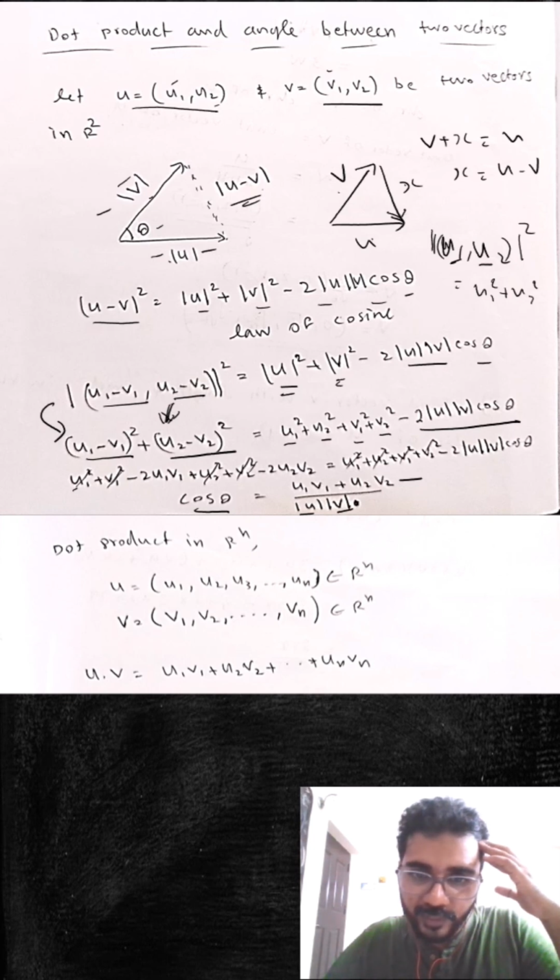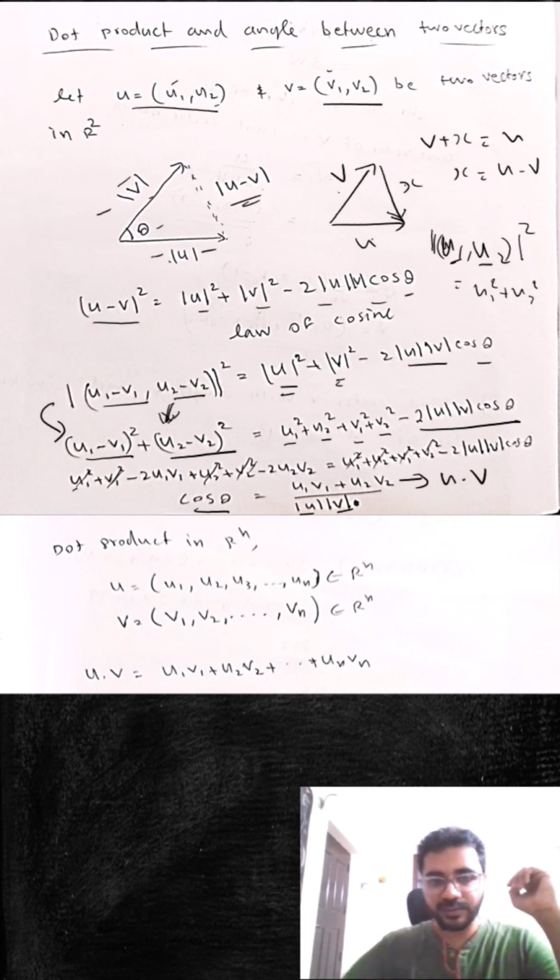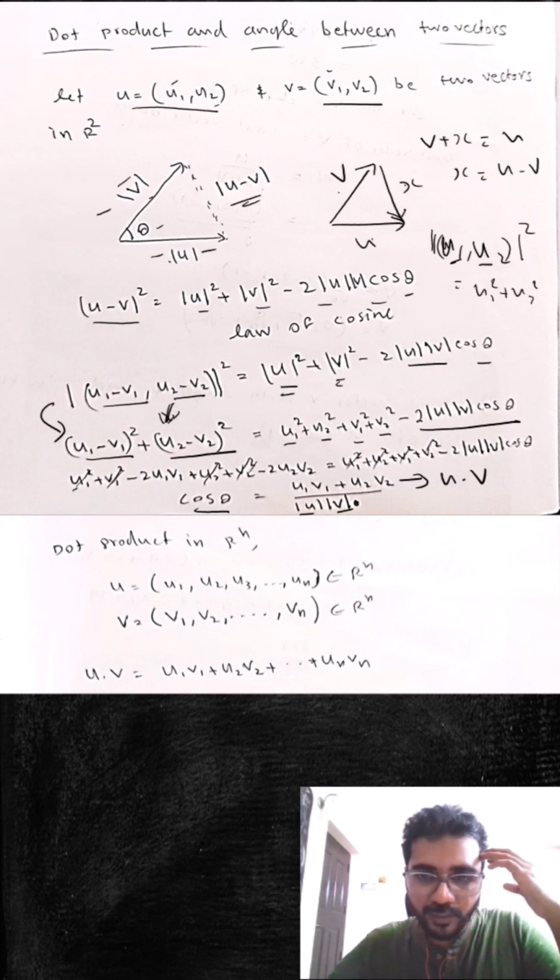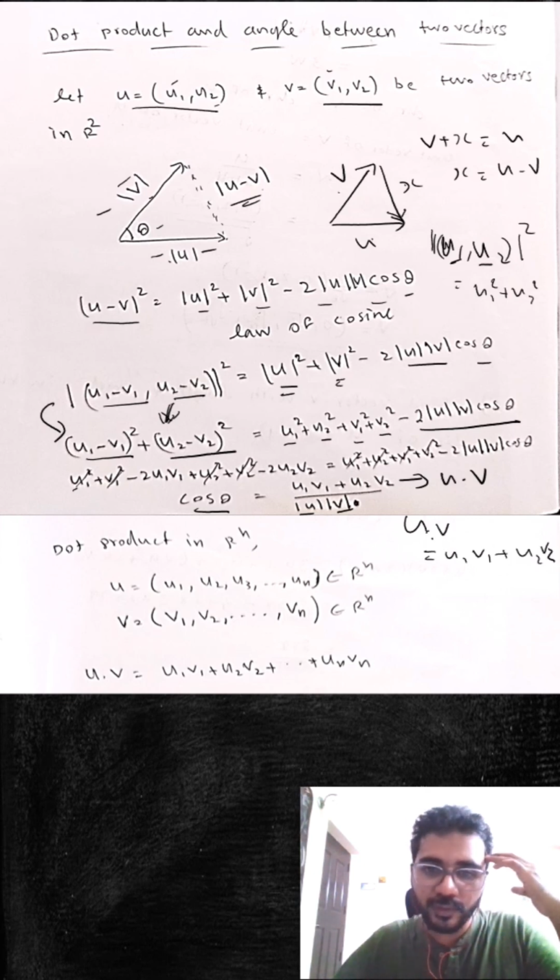This term u1 v1 plus u2 v2 is written as u dot v. This is how dot product is defined. So the dot product of two vectors u, v is u dot v, which is equal to u1 v1 plus u2 v2. This is for two-dimensional vectors.